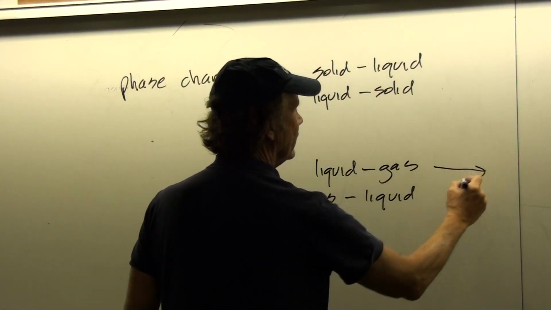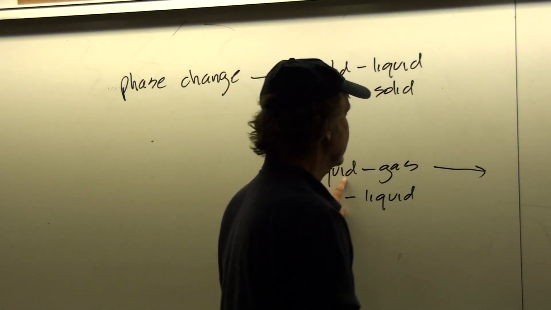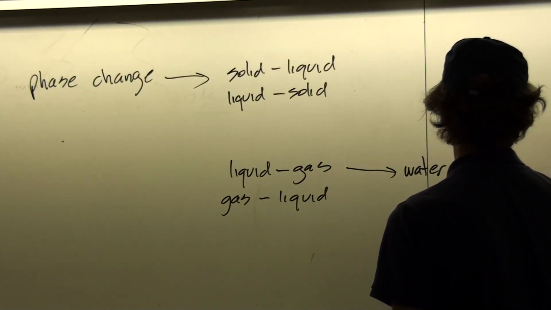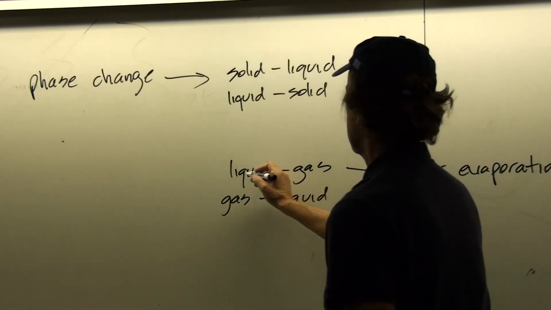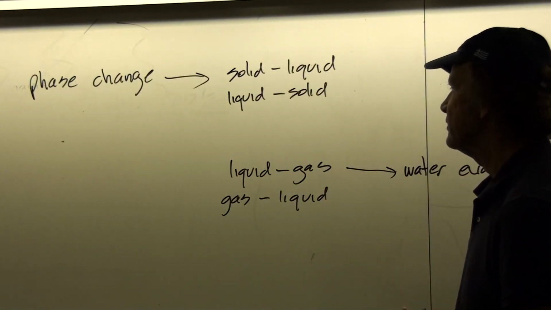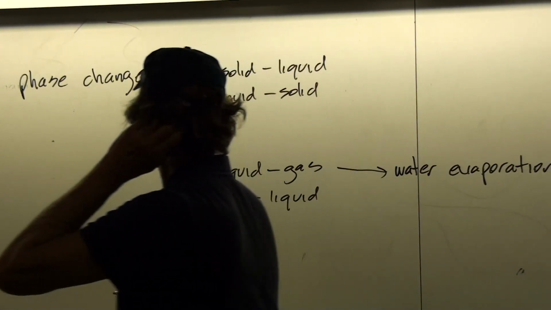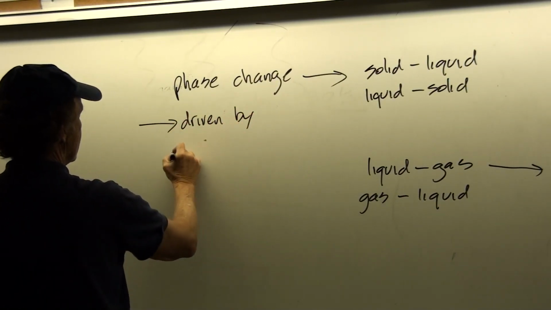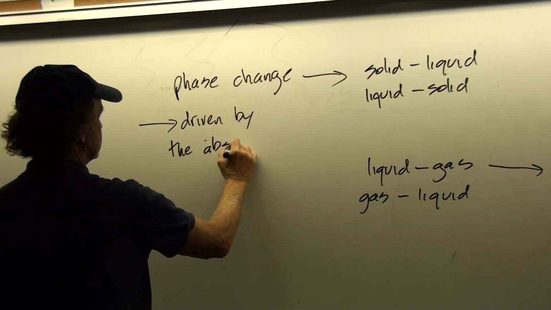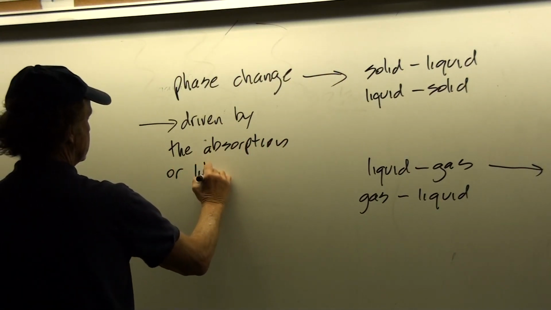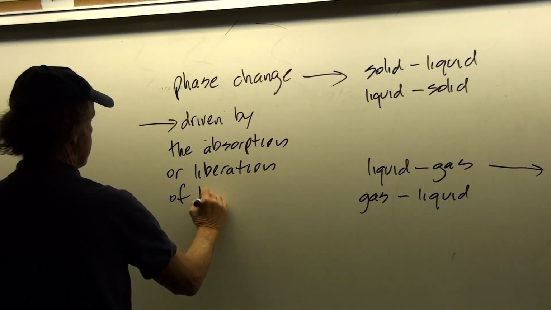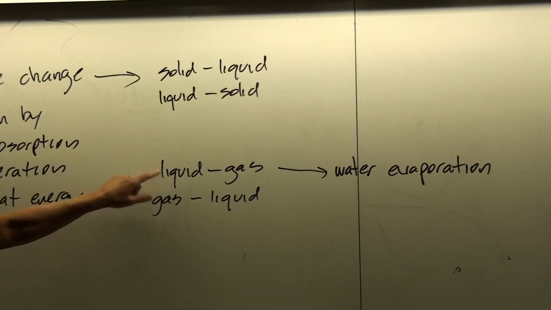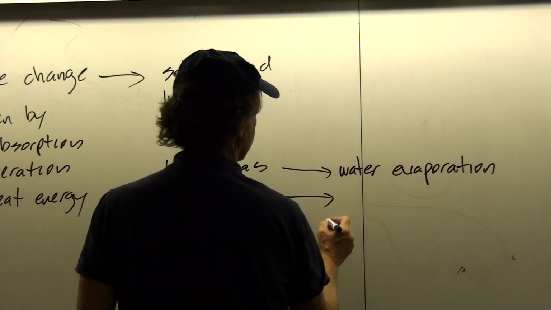And so when water boils, that would be an example of liquid to gas. Or in a more gentle sense, we could have water evaporation. So in other words, if the liquid, water, gets an appropriate amount of energy, it can turn into a gas. So this phase change then is driven by the absorption or release of energy. So this would be an example then of a liquid to gas phase change. Or we could have a gas to liquid phase change. But that would be condensation.